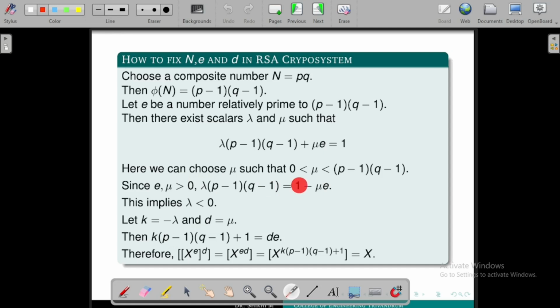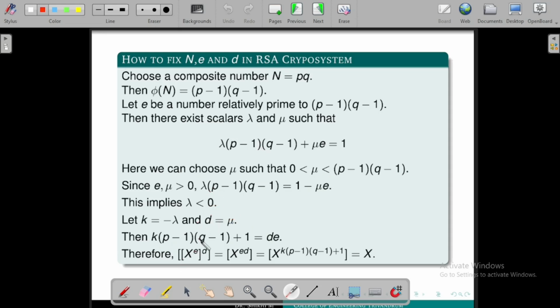Then what happens to this equation? I am taking this minus mu e to this side and this lambda into (p-1)(q-1) to this side. And what I get is k into (p-1)(q-1) plus 1 equals d into e.